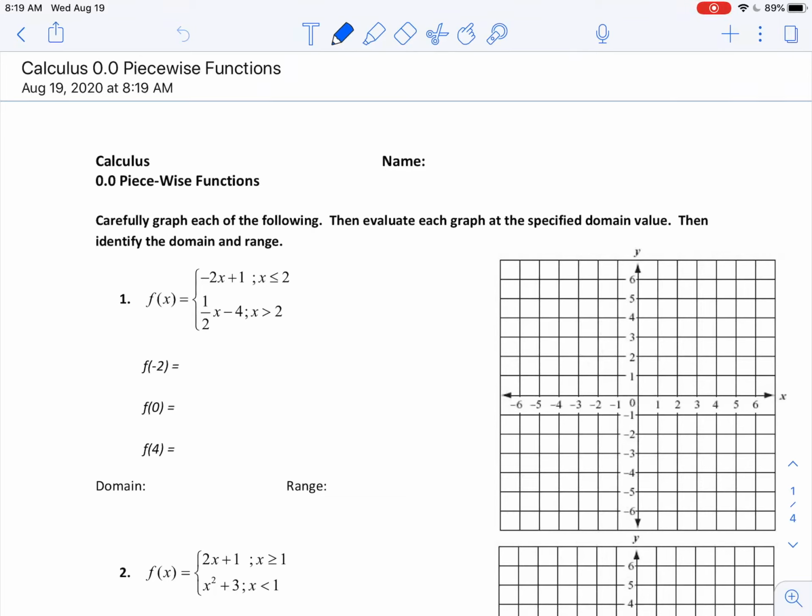Hello, in today's lesson we're going to look at piecewise functions. A piecewise function is essentially pieces of different functions graphed over different intervals, and they often don't overlap.